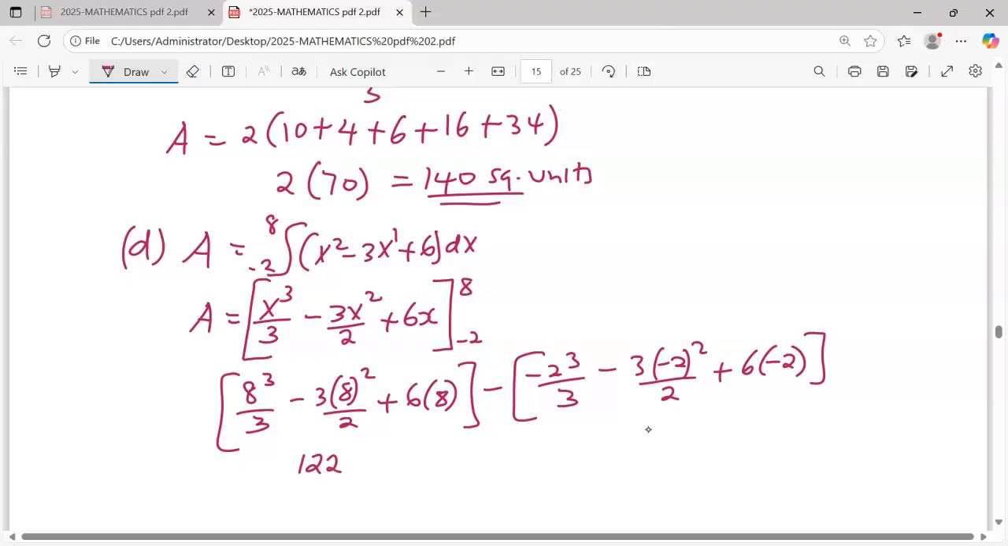122 and 2/3, minus minus, which is a plus, of 20 and 2/3, and if you sum up the two, we are going to get an answer equivalent to 143 and a third square units as the answer to this particular question.